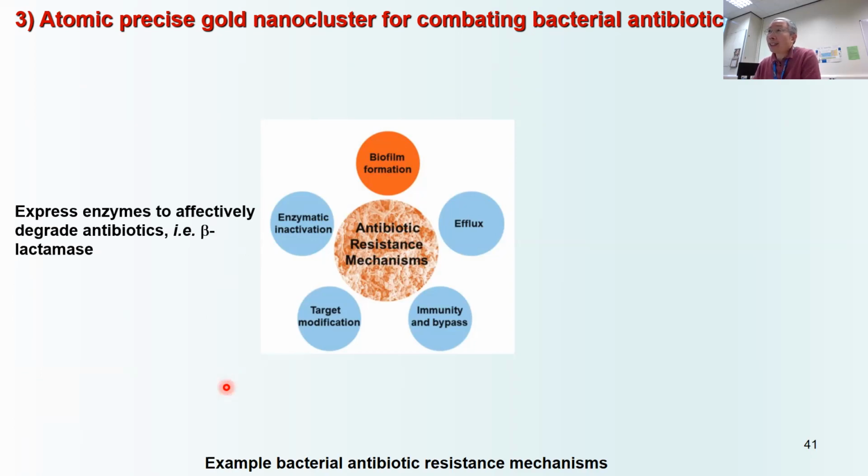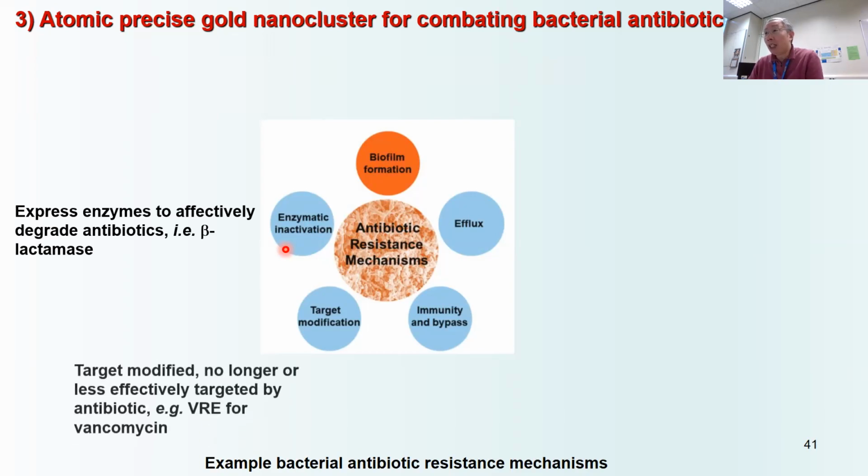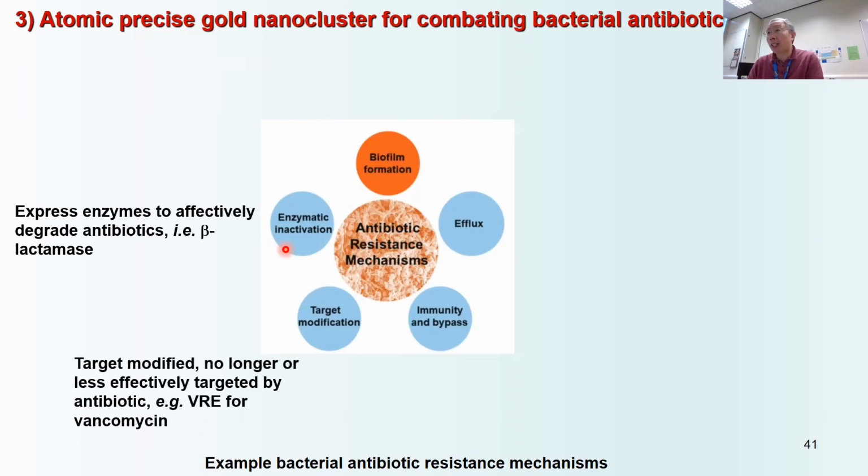So what are these mechanisms? For example, bacteria can develop and express enzymes to degrade antibiotics, for example, beta-lactamase against penicillin and related drugs. They can also modify the target, making them much less effective for the antibiotics.